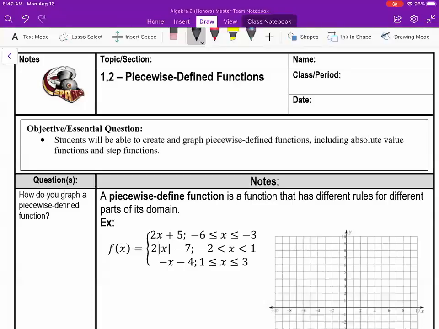All right, so we're going to begin 1.2, which is piecewise defined functions. Our objective today is to be able to graph it as well as step functions. Now, my first essential question is, how do you graph a piecewise defined function? Well, what is a piecewise defined function? Basically, it's a function that we literally cut in pieces based on domain rules. Okay, now let me explain that as we do this problem.